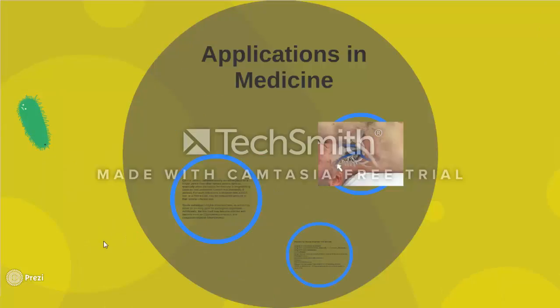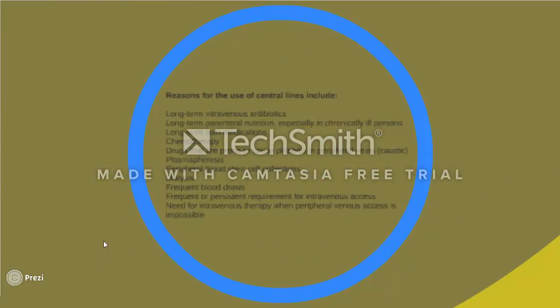Applications in medicine. Reasons for the use of central lines include long-term intravenous antibiotics, long-term parenteral nutrition, especially in chronically ill persons, long-term pain medications, chemotherapy, drugs that are prone to cause phlebitis in peripheral veins, plasmapheresis, peripheral blood stem cell collection, dialysis, frequent blood draws, frequent or persistent requirement of intravenous access, and need for intravenous therapy when peripheral venous access is impossible.